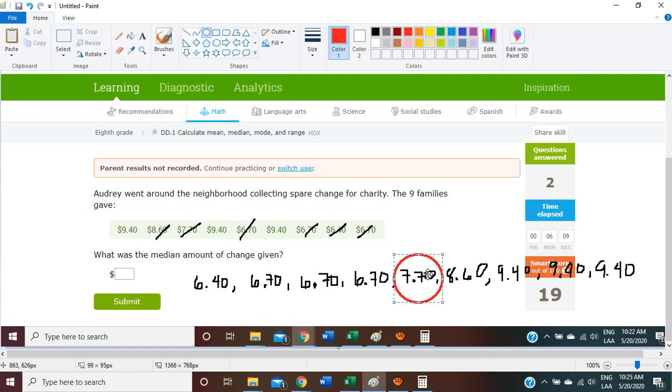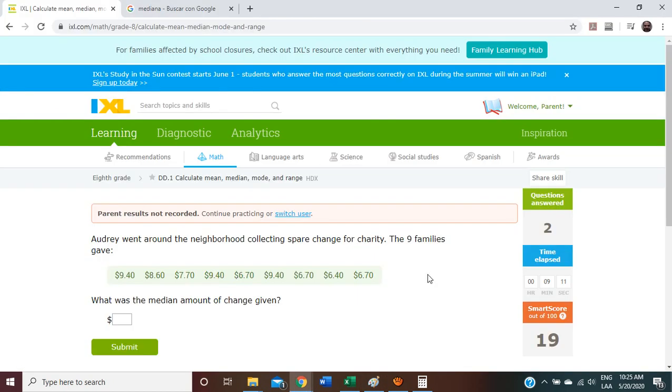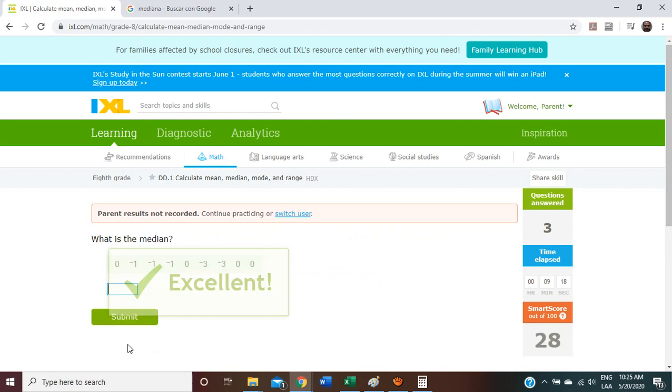So our definition for median is the number when we order amounts or numbers from highest to lowest or lowest to highest, the number that falls in the middle is our median. Okay, pause the video and write your definition. 770. Okay, 770. Submit.